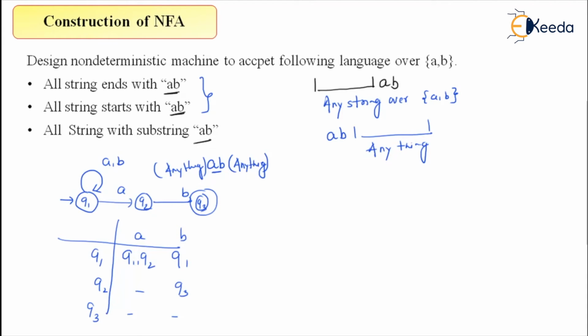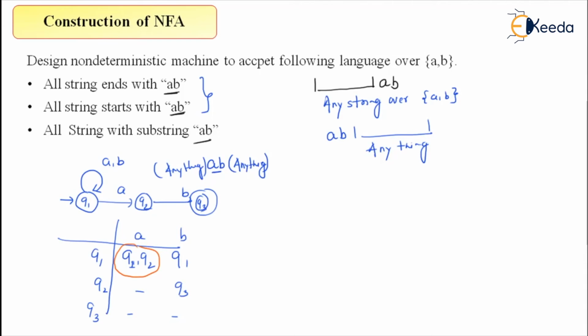Here you can see that there are two transitions on input A. One remains in Q1 and another goes to Q2. That is the multiple transition that we talked about in the definition of NFA. Few transitions are not defined, which is totally valid. So multiple transitions, single transition, and if you don't want to define one, it is totally fine with a non-deterministic machine.